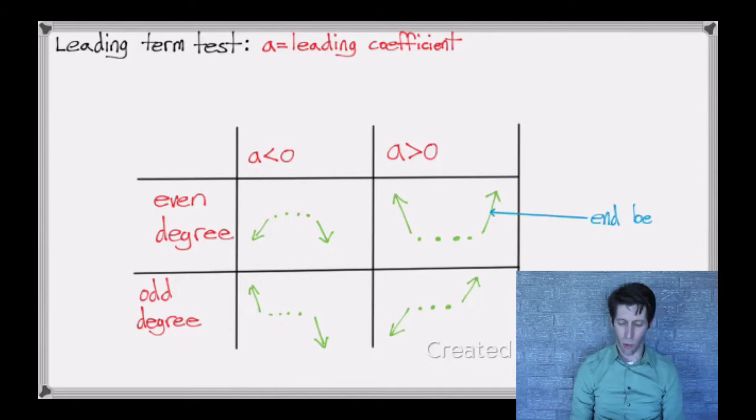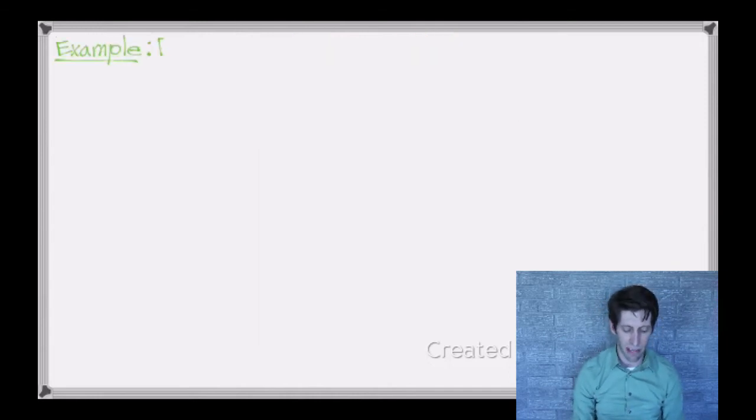These symbols that we're using here denote what's called the end behavior of the graph, what happens at the edges. As time goes on in this chapter, we're going to fill in what happens in the middle. But for right now, we just know what's going to go on at the end. So let's apply this in an example.